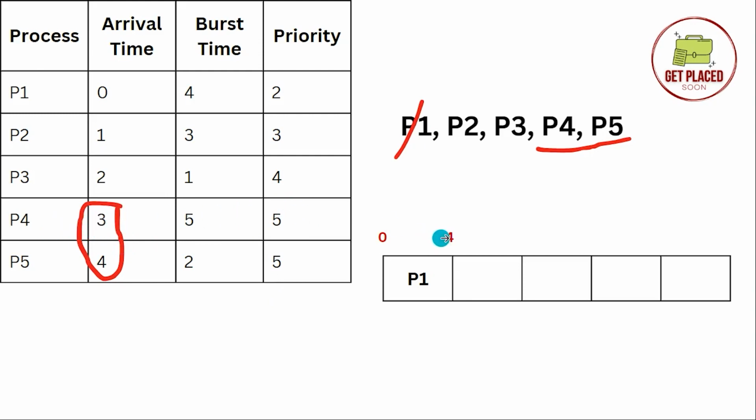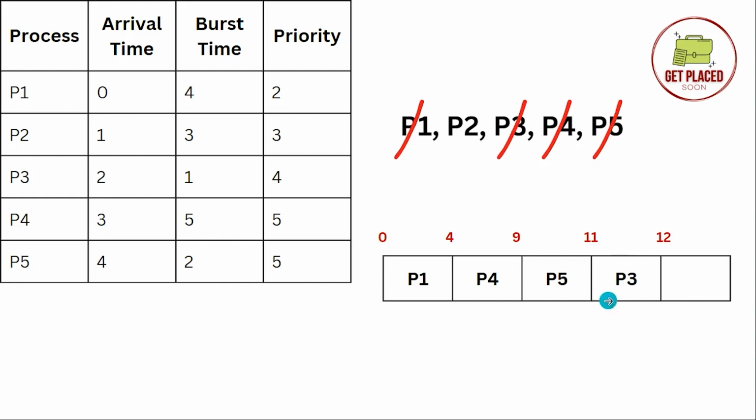So we'll assign P4, and the burst time of P4 is 5. Therefore, 4 plus 5 is equal to 9. P4 will be completed. Next, we have P5 with the burst time 2. 9 plus 2 is equal to 11. P5 is also completed. Now, we are left with two processes, P2 and P3. If we check the priority for P2 and P3, you can see that P3 has the highest priority with burst time 1. So, 11 plus 1 is equal to 12. We'll assign P3. The only process left is P2 with the burst time 3, so we'll assign that also. 12 plus 3 is equal to 15, P2.